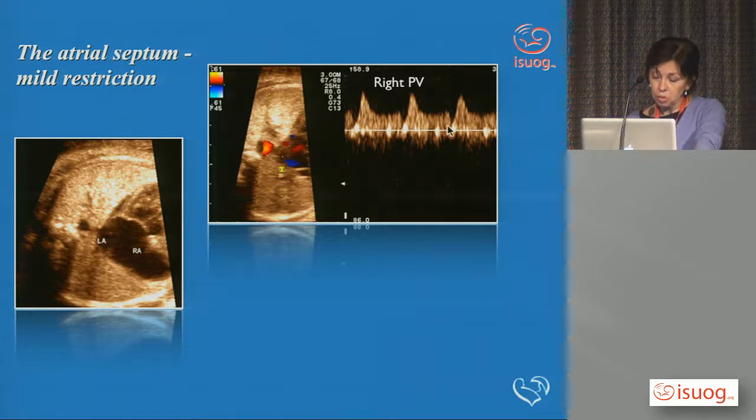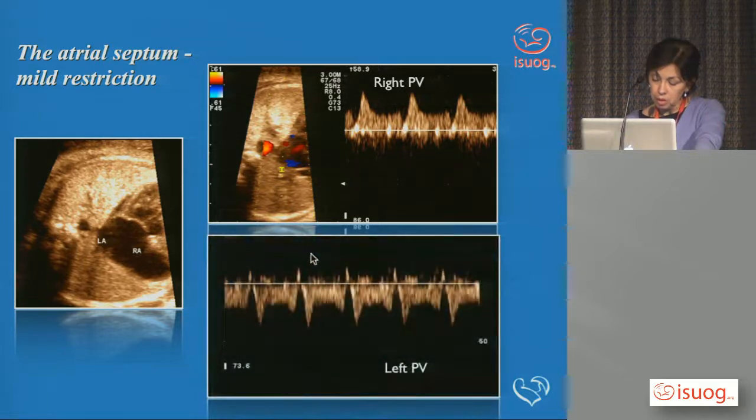And that pattern, although not entirely normal, doesn't show from the right pulmonary vein any reverse flow, but it shows an increase in the S wave, quite a prominent S wave compared to the D wave, and no reversal flow in the pulmonary vein. But if we look at the left pulmonary vein, the same fetus, there was a little bit of reverse flow. So there was a degree of restriction, perhaps increased left atrial pressure, but not a bad prognostic sign at this stage.